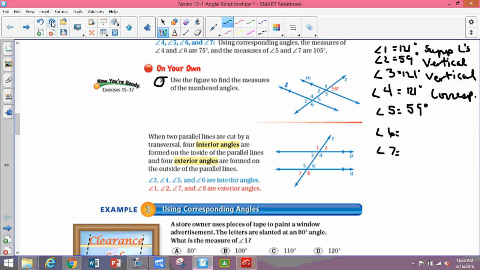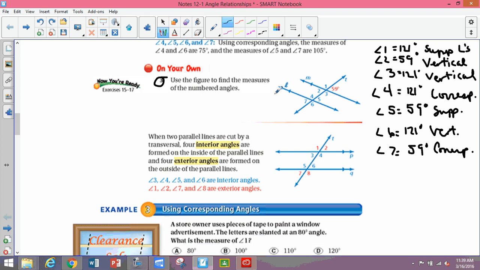So once you know that, then you know that angle 5 is 59 degrees because it's supplementary, and angle 6 is 121 degrees because it's vertical from angle 4, and angle 7 then is 59 because angle 6 and 7 are supplementary. I put corresponding. 7 is corresponding to 2 as well. That's another reason.